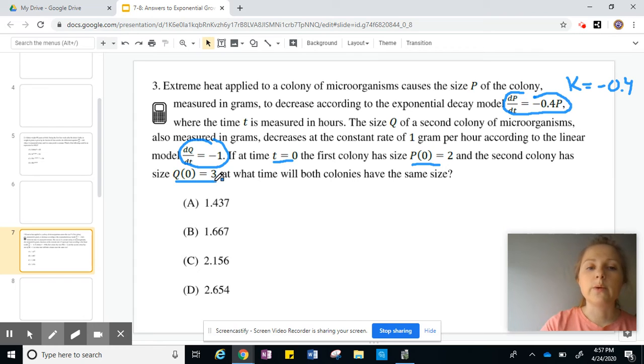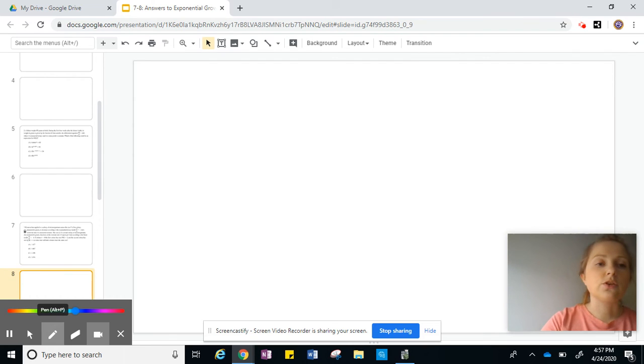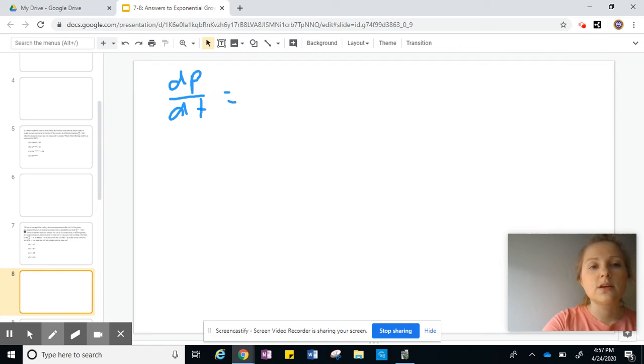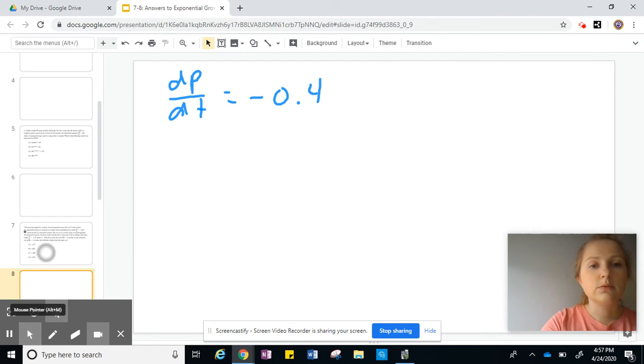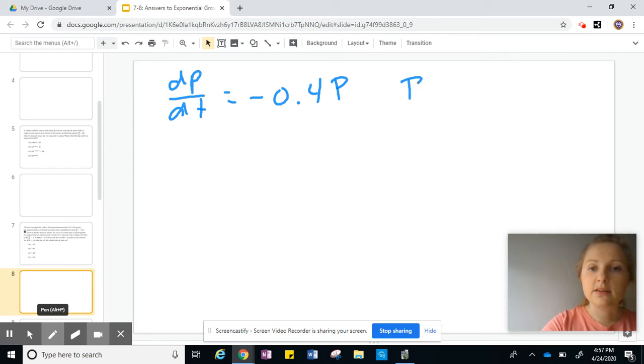All right, so what we want here is to know at what time p of t equals q of t. So the key here is to find functions for both p of t and q of t. So we know that dp dt equals negative 0.4p, and we know that p of 0 equals 2.